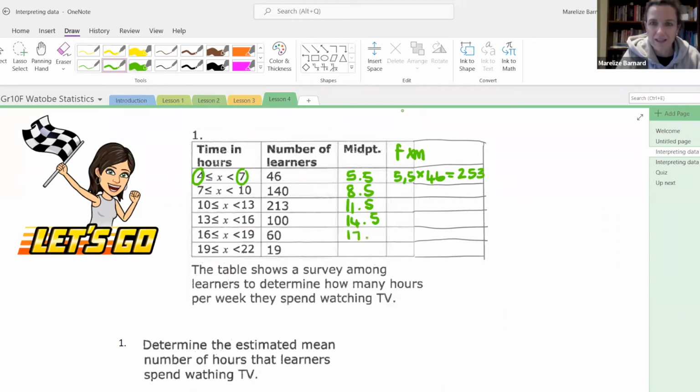Okay, so I've started filling out my table. You're welcome to check yours against mine to make sure that we all have the same answers before we do the actual calculation of the estimated mean. So we're going to go 8.5 times 140. This is quite a long, tedious process. But if we want the marks, we have to suffer through the pain.